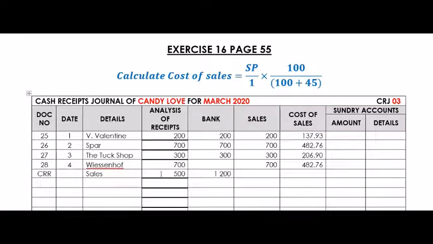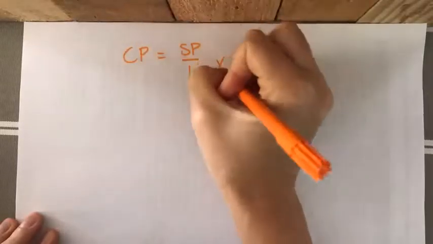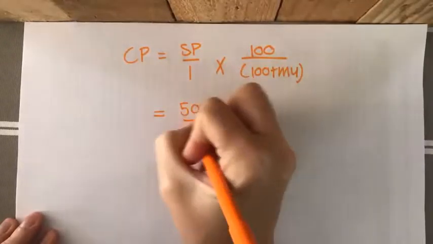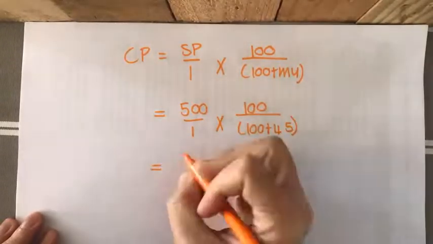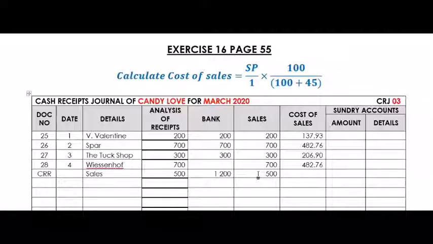1,200 Rand. Remember to draw the line after the 500 Rand because that indicates that we only banked after the 500 Rand was put into the till. Okay, then we have to specify what we received this 500 Rand for. We received it for sales. Okay, so then you have to go and calculate your cost of sales. And write the value of your cost of sales in the cost of sales column.